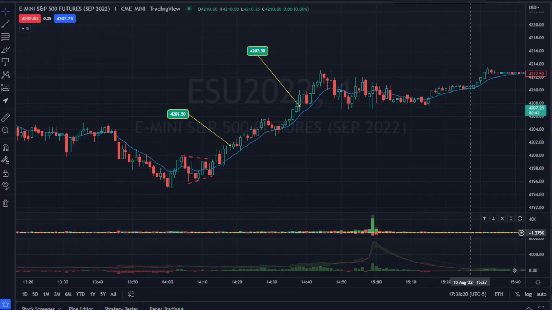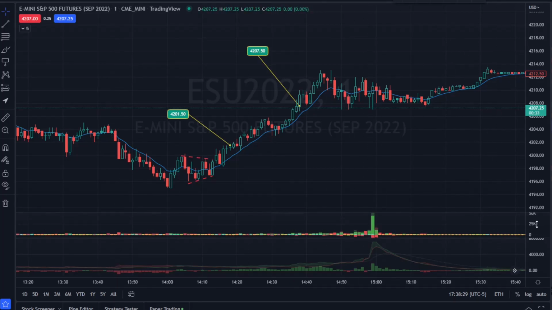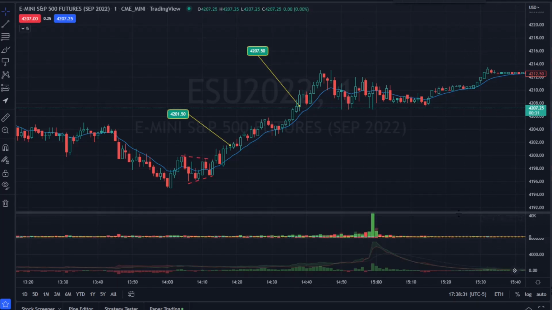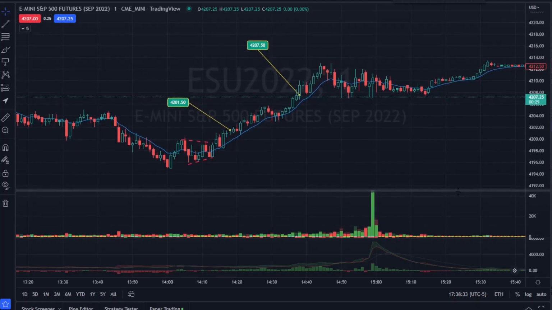I mean, look at this during market hours. This is kind of crazy. The volume is so low. It's like it's barely even registering. I have to make it really big for you to see it, but whatever.